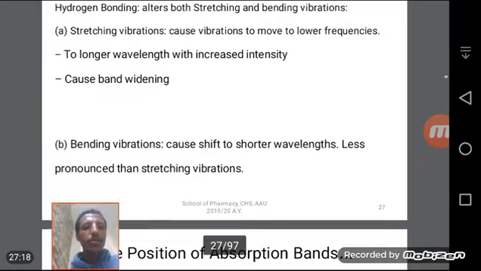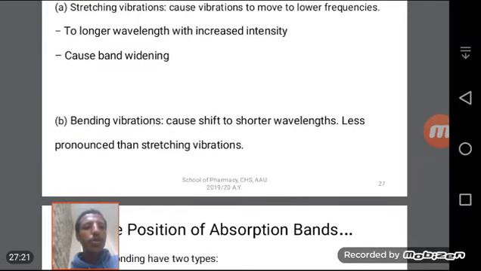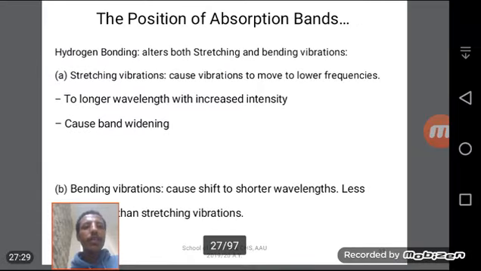Bending vibration causes a shift to shorter wavelengths and is less pronounced than stretching vibration. As a result, hydrogen bonding affects both stretching vibration and bending vibration. In stretching vibration, the effect is to lower frequency and longer wavelengths, and it also causes band widening. The band in the spectrum is much wider than that of a free alcohol or any other polar molecule.